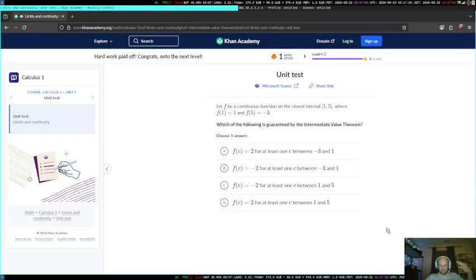All right. Let f be a continuous function on the closed interval [1, 5], where f of 1 is 1 and f of 5 is -3. Which of the following is guaranteed by the intermediate value theorem? It's a continuous function? Yes, okay. F of c is equal to 2 for at least, no. F of c is equal to -2, that looks plausible. It's this one, because this is just a trick question. You just have to read the question and the answer carefully. But basically, it's saying, here.